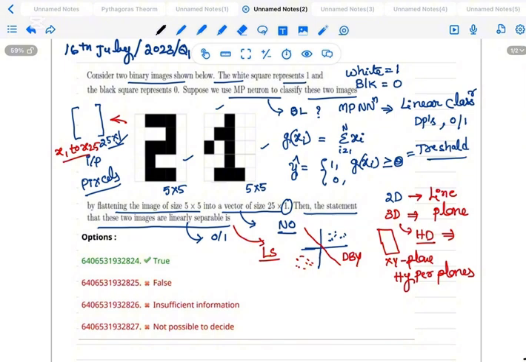In higher dimensions, it is easy to separate the data points. That is, linearly separable is true. Why is it not false? Why is this the wrong option? Why is insufficient information, not possible to decide, also wrong?